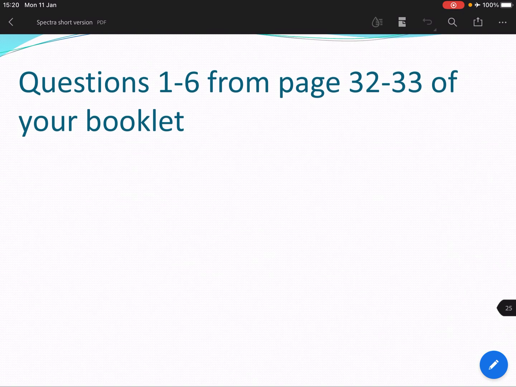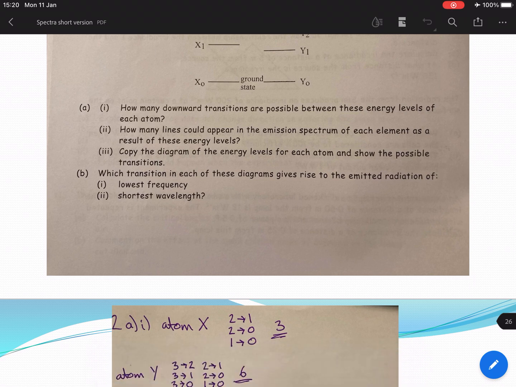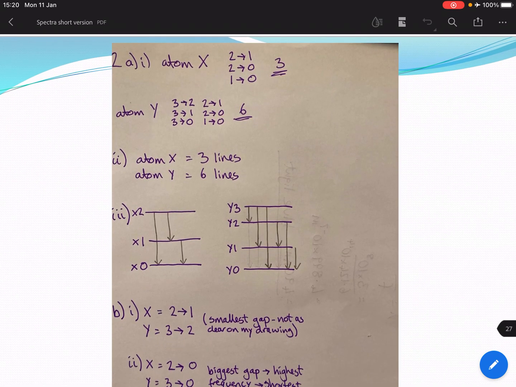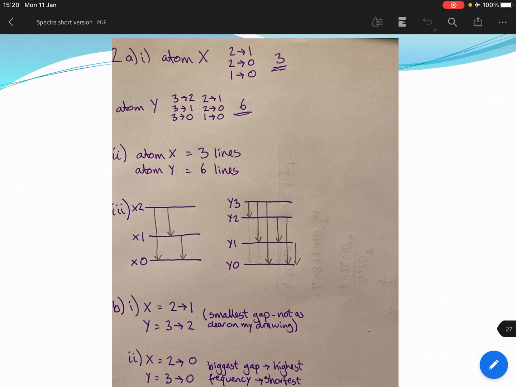Question 2, I've just done as an example, because that's what I was just talking about a minute ago, where you get asked to say how many different options there are, how many possible transitions there are. Okay, so that's question 2 there. So if you find that in your notes booklet, you can give it a go, or pause it and come back to it, or whatever. But there you go. The first bit is just asking how many downward transitions are possible between the energy levels of each atom.